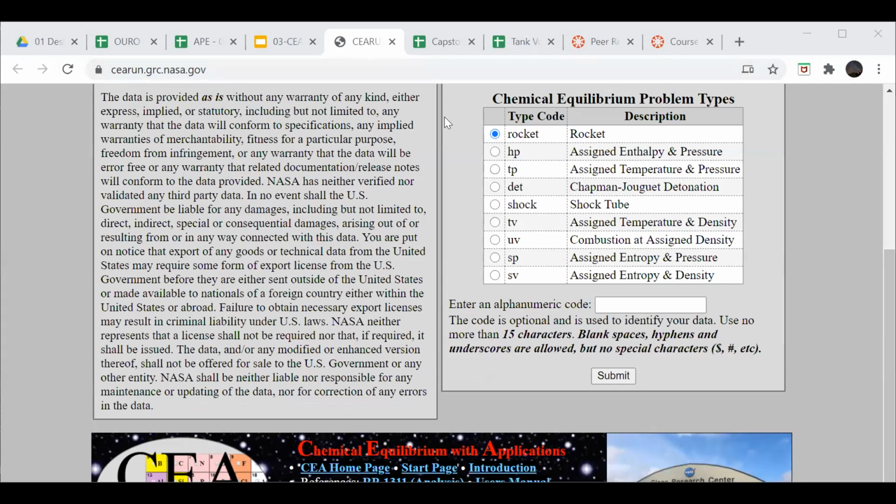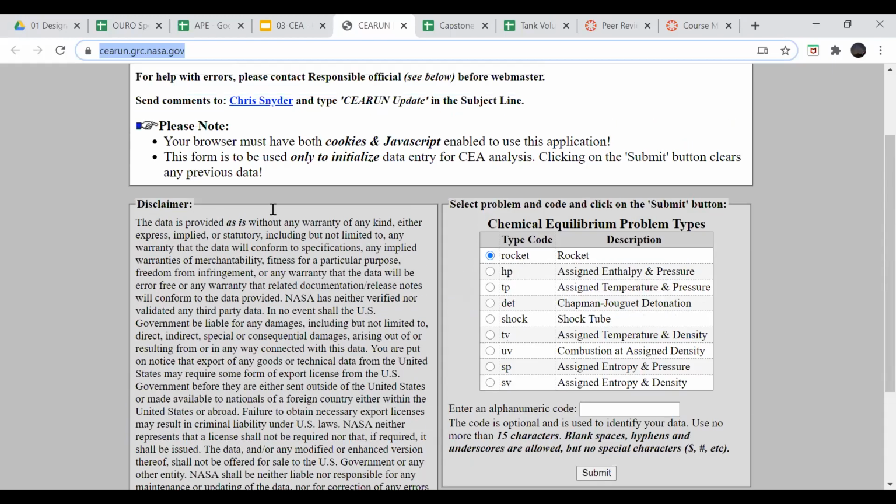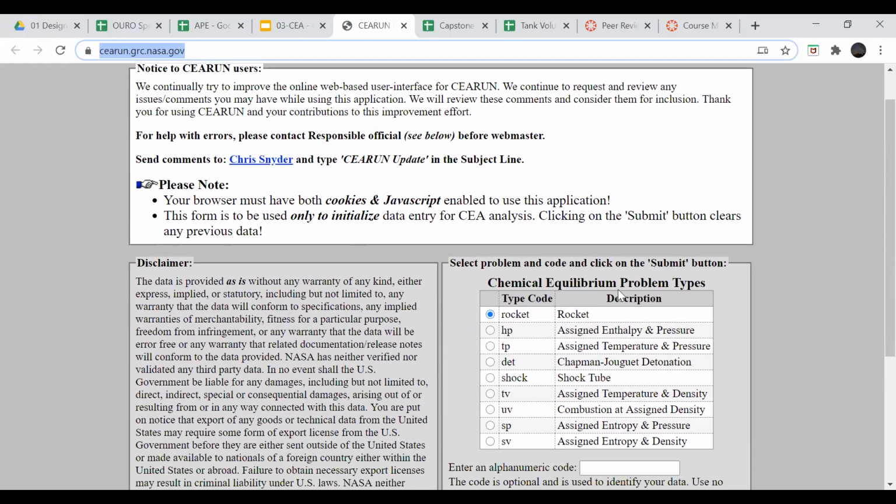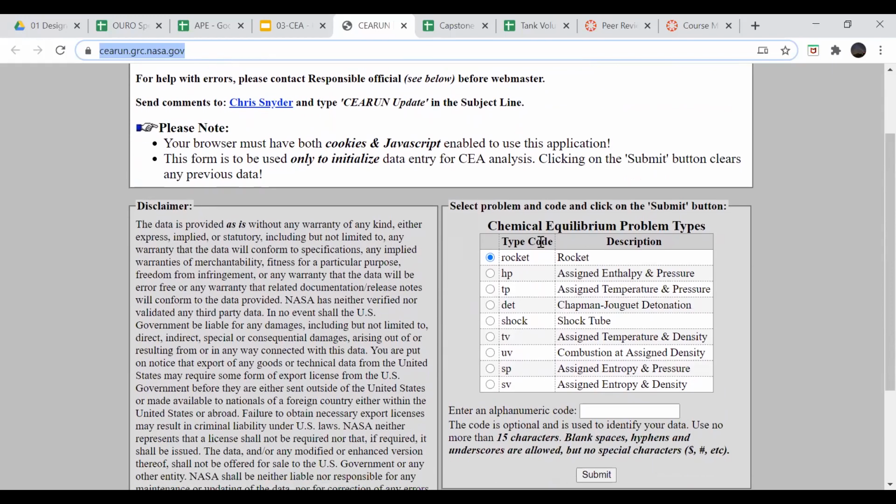Yeah, so CEA will not give you any specific dimensions for the engine. That you have to do a little bit of math for, that we're going to cover next week. But yeah, it will give us a lot of other useful stuff.